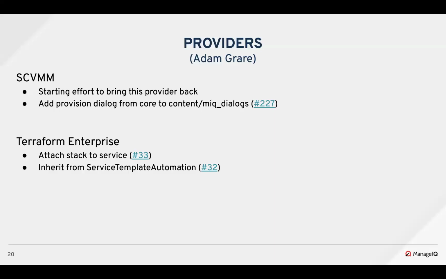And finally, for Terraform Enterprise, as part of ordering a service, we are now attaching the stack to the service, which is what's used by the UI in order to show run output. This was previously missing from Terraform Enterprise. And we're inheriting from Service Template Automation, which is the new base class in core, so that we can clean up some of the checks in the UI repo, which Gilbert also mentioned earlier.